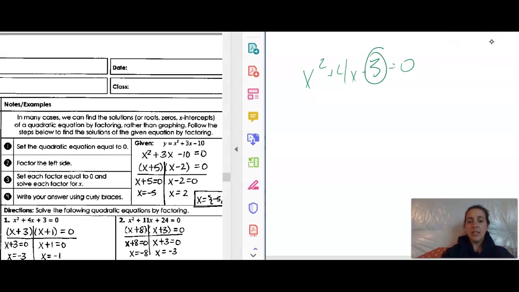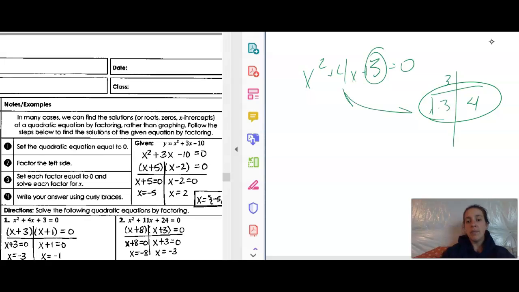So I'm going to take this c value, which is plus 3, and find out all of the factors that I have of 3. Well, there's really only one. I can only multiply 1 times 3. And when I add them, luckily enough, they equal 4. So now I can rewrite my equation. So I've got x plus 1 and x plus 3 equals 0.